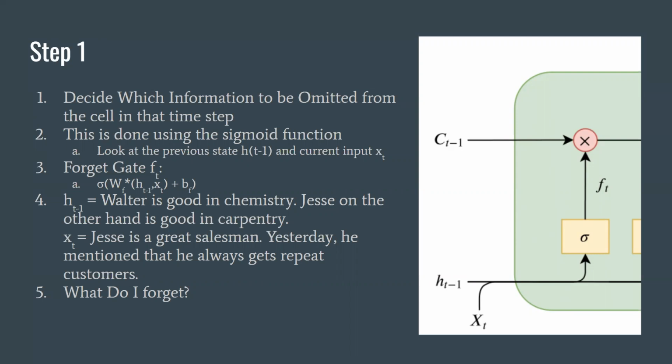Let's say our previous step was a couple of sentences: Walter is good in chemistry, Jesse on the other hand is good in carpentry. And we have our X input: Jesse is a great salesman. Yesterday he mentioned he always gets repeat customers, right?